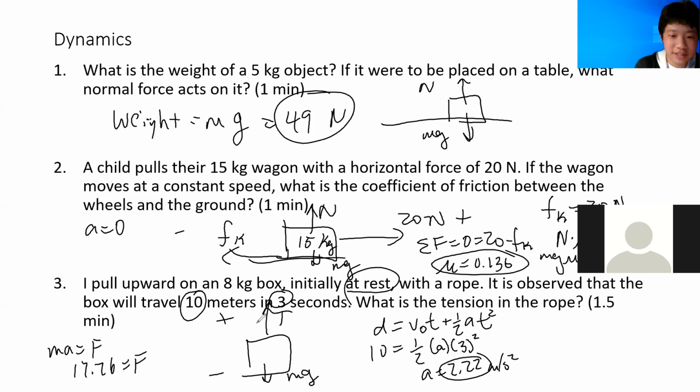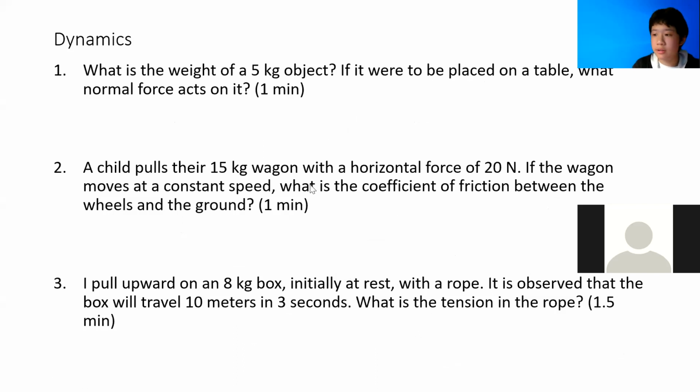So what are the net forces? Well, tension is positive, mg is negative. So the net force is going to be T minus mg. So now just moving mg to the other side, I'll have 17.76 plus 8 times 9.8, 96.16 newtons. Okay? So that is how you would do those.